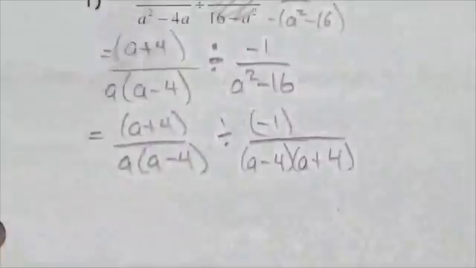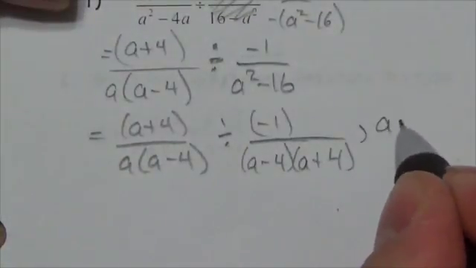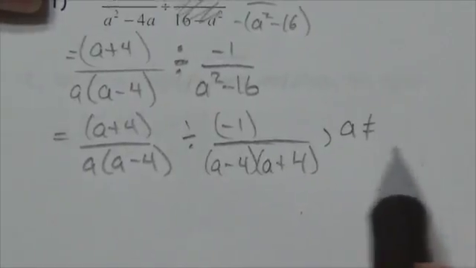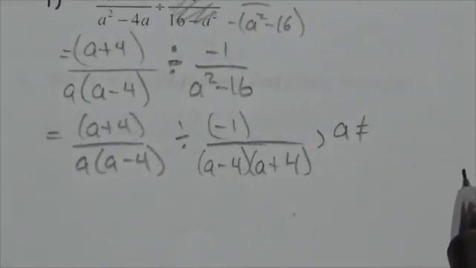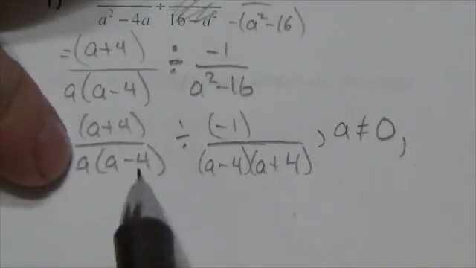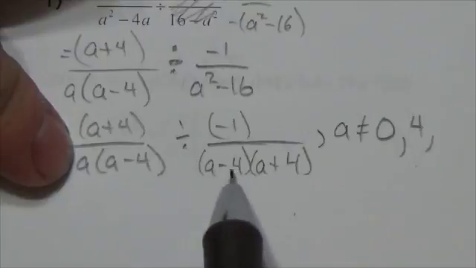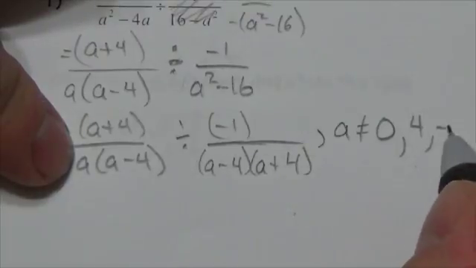Now, before I cancel anything, before I do any kind of reciprocating here, I'm going to identify my non-permissibles. Again, this little step right here isn't necessary. It's just very helpful to me. I've got an a by itself, so a can't be 0. A minus 4, so a can't be positive 4. Same thing here. And then here, a can't be -4.